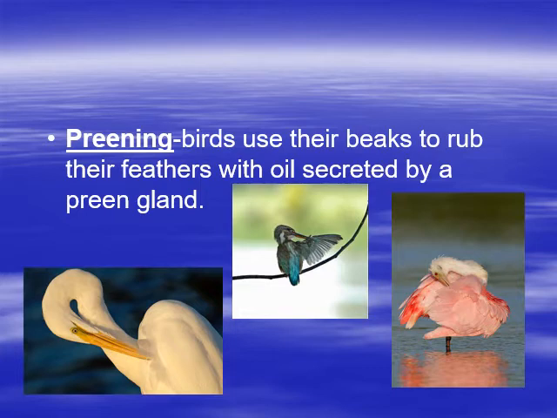They'll use their beaks to rub their feathers with a certain type of oil that's produced by a preen gland. This gland that produces that oil is usually back towards the tail feathers of the bird. So they'll get some oil from that little gland and then they'll spread it over their wings to clean them. So pretty cool way in which they do that.